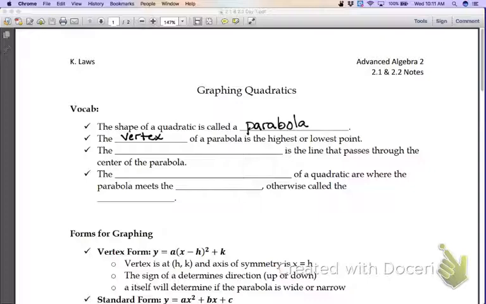Now, it basically looks like a U. It's not a V like the absolute value. It's not a straight line. It has a curve to it. Okay, so don't draw a straight line like we did with absolute value. That's completely different. Because the vertex is like the high point of your hill or the low point of a valley, if you think about it that way.